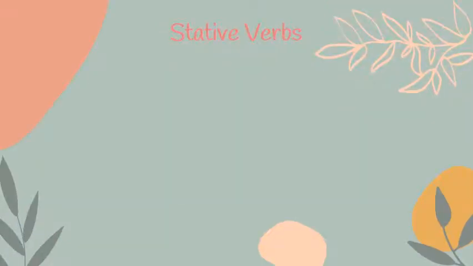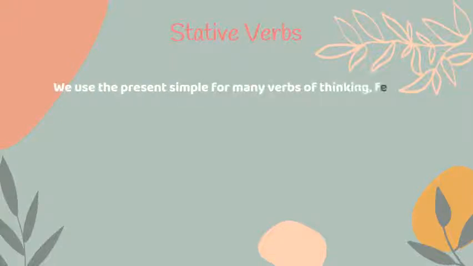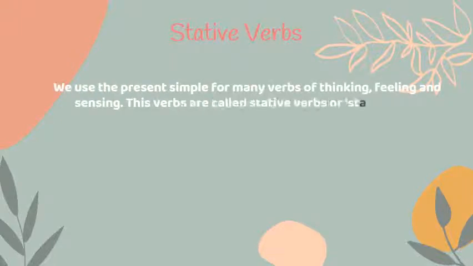Stative verbs. Let's see what we mean by stative verbs. We use the present simple for many verbs of thinking, feeling, and sensing. So when the verbs are about thinking or feeling or sensing, related to the 5 senses, then we have to use these verbs in the simple present tense. These verbs are called the stative verbs or state verbs.